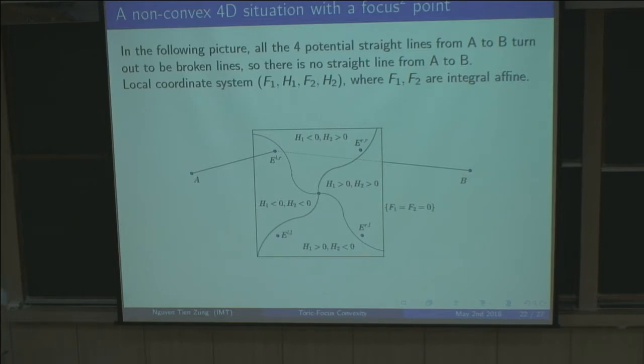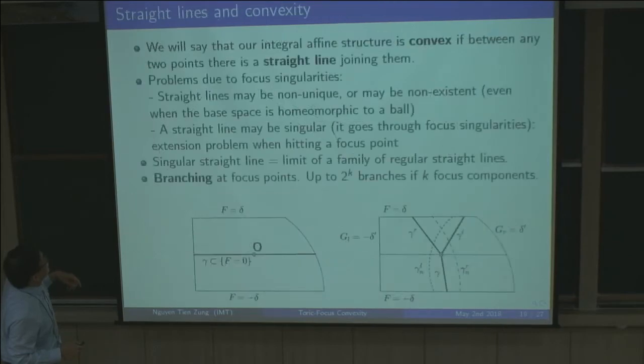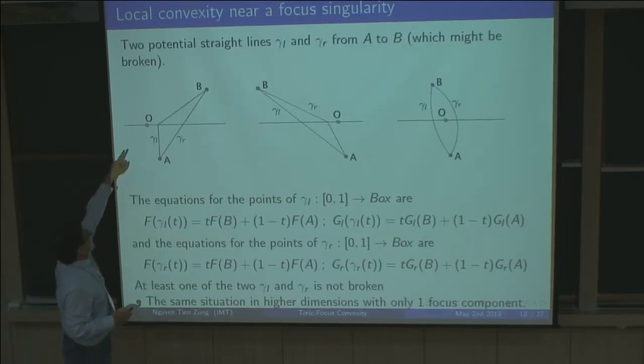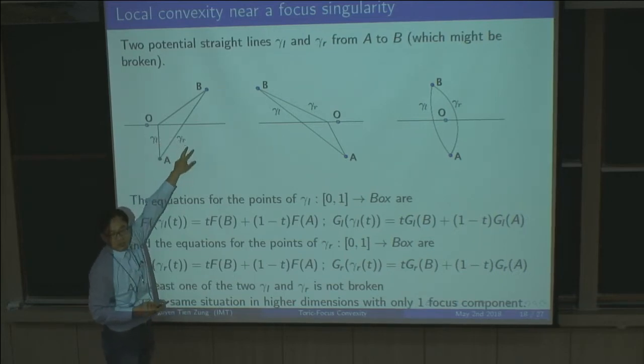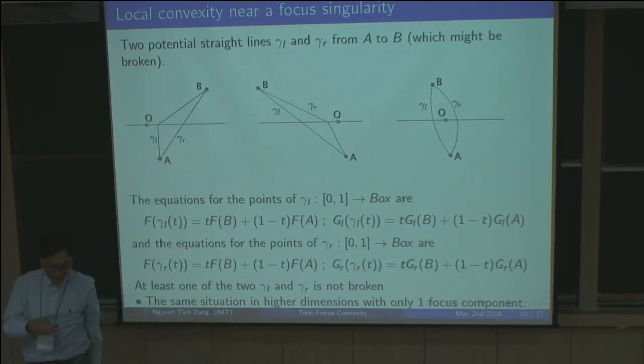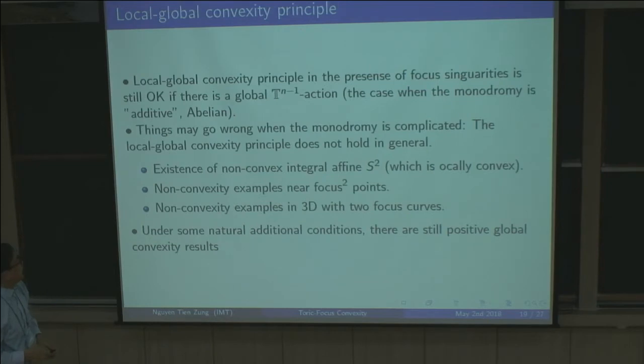So I have just 5 minutes left. Let me show the last slide, so you've already seen this. And here there is another phenomenon. When you have two focus components, it means that the dimension is at least 4. Let's go back to this picture here. Here, you have only one focus component. When you want to go from A to B, there are two choices at this point. So it is locally convex.